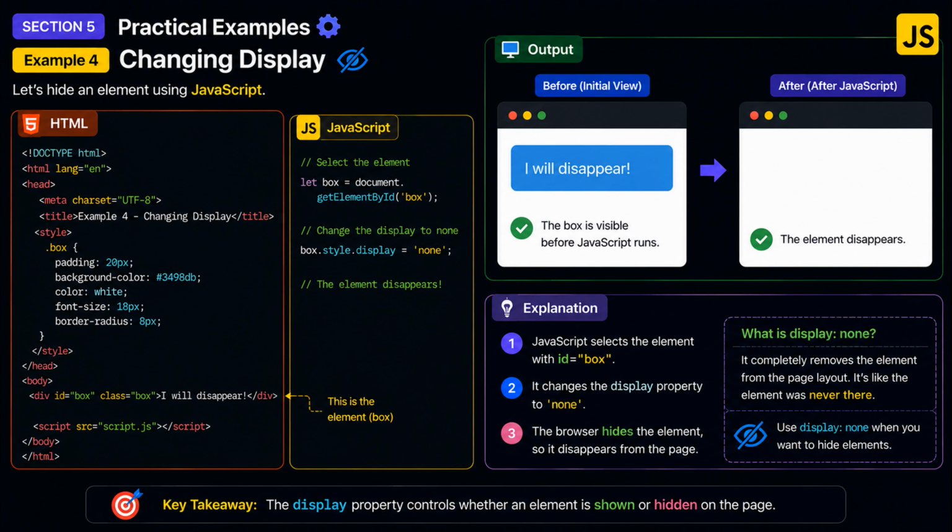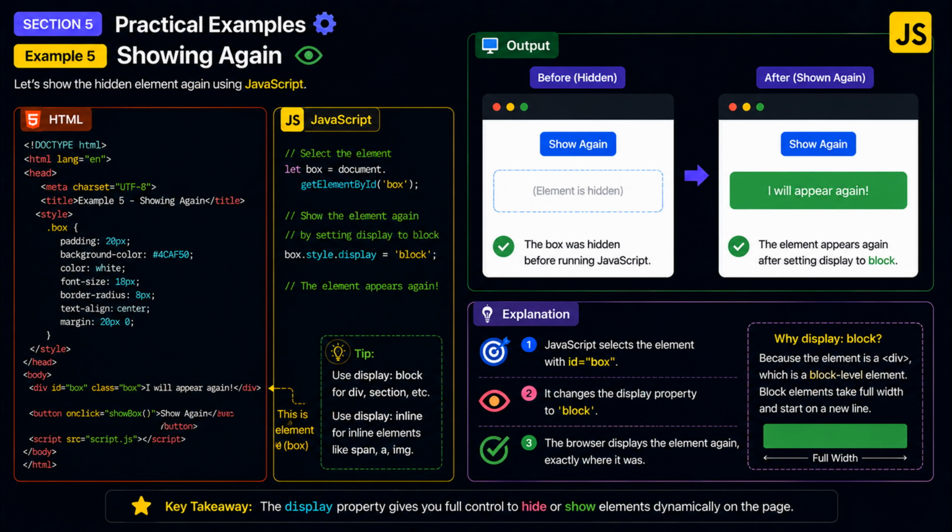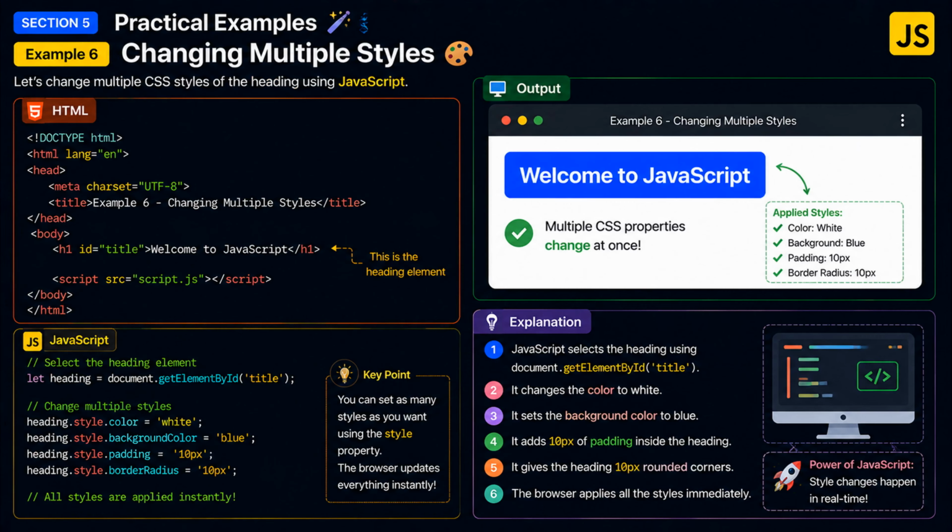Example 4. Changing display. box.style.display equal to none. Output: the element disappears. Example 5. Showing again. box.style.display equal to block. Output: the element appears again. Example 6. Changing multiple styles. heading.style.color equal to white. heading.style.backgroundColor equal to blue. heading.style.padding equal to 10 pixels. heading.style.borderRadius equal to 10 pixels. Output: multiple CSS properties change at once.